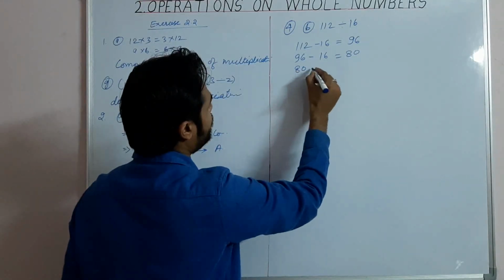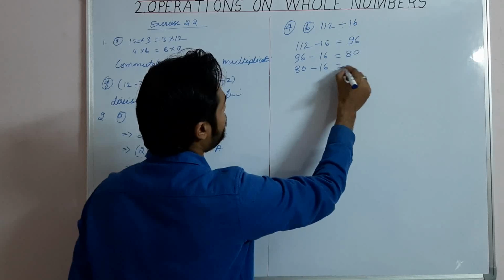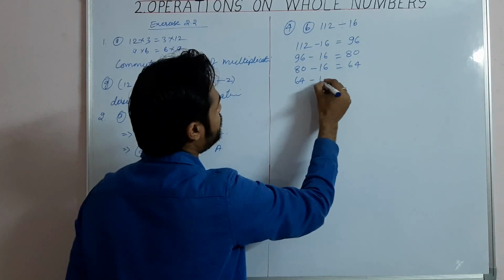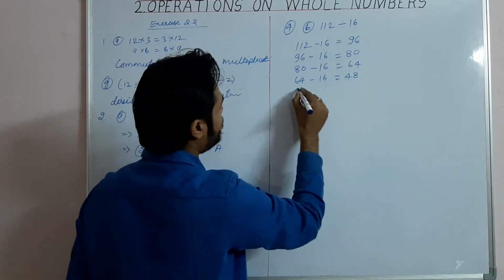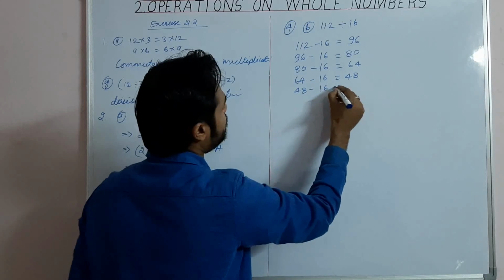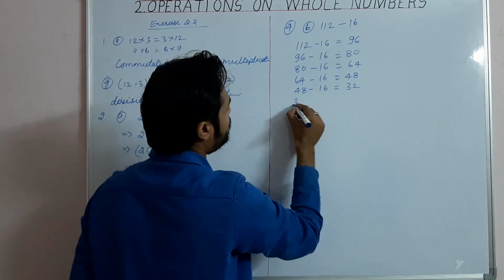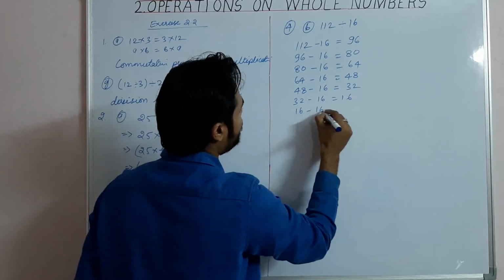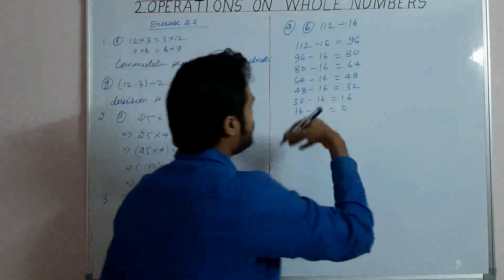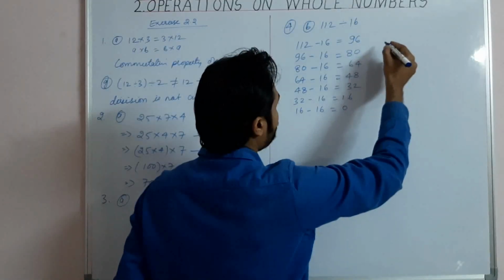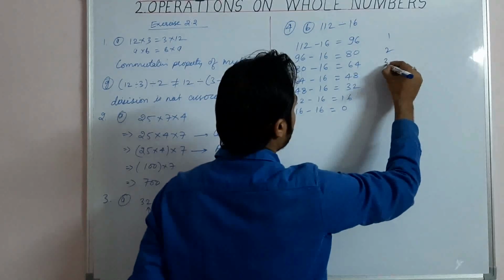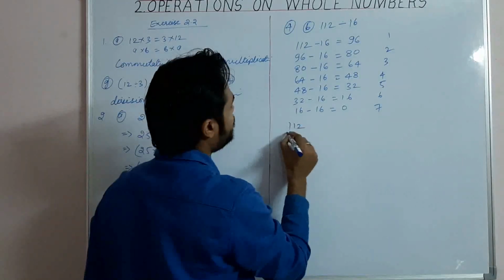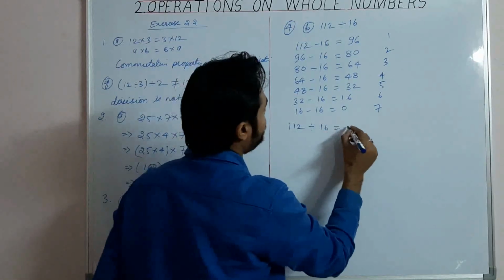Again, 80 minus 16 is 64. Now 64 minus 16 is 48. 48 minus 16 is 32. 32 minus 16 is 16, and 16 minus 16 is 0. So the number of times we have subtracted is 1, 2, 3, 4, 5, 6, 7. So here the answer is 7. 112 divided by 16 is equal to 7.